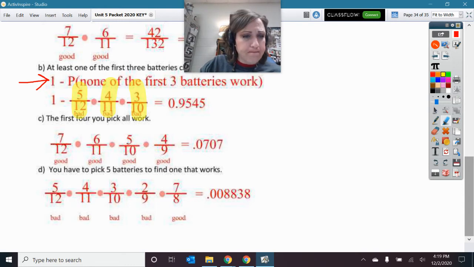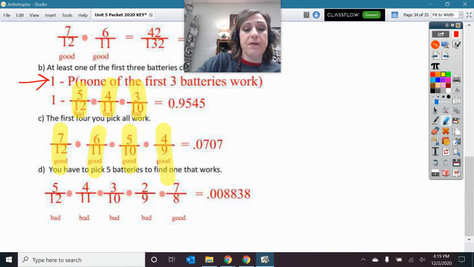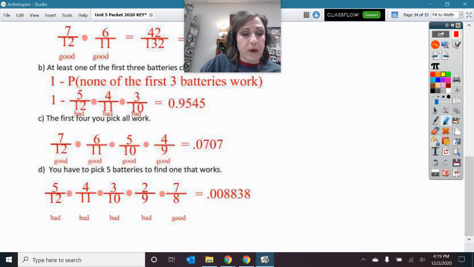Pretty good chance. All right, the first 4 you pick all work. So that's 7 over 12, 6 out of 11, 5 out of 10, 4 out of 9. They're all working. So that's only a 7.1% chance. And then you have to pick 5 batteries to find one that works. So that is saying that by the 5th one, that 5th one you've gotten is the one that works. You had to pick 5 for that one that works.